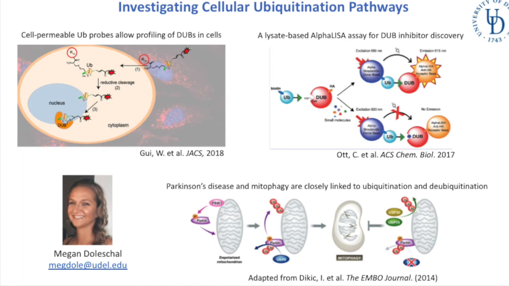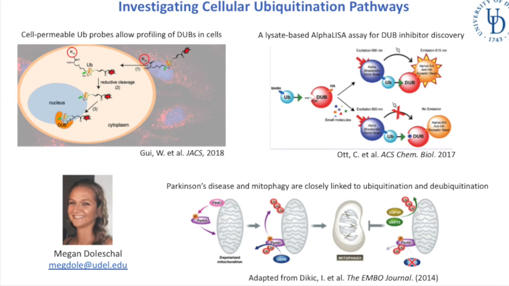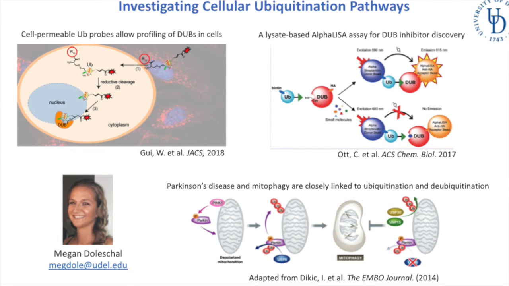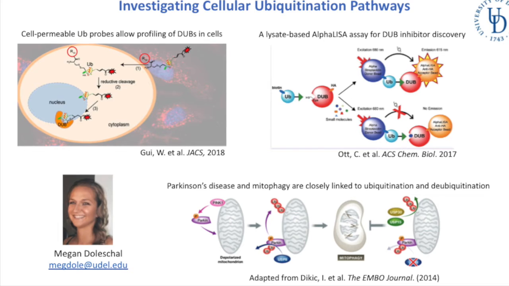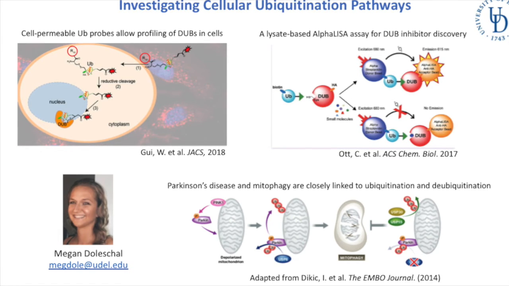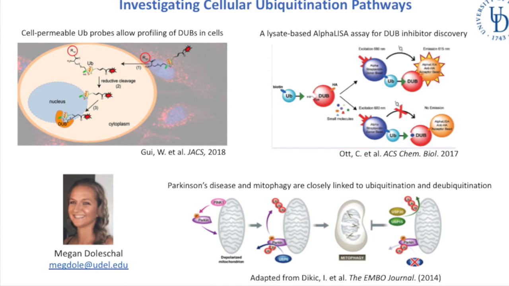inhibitor discovery. This project utilizes a similar cell-permeable probe generated by Dr. Weijun Ji, combined with the lysate-based AlphaLISA assay developed by Dr. Christine Ott, both previous members of the Zhuang lab. To summarize, we intend to identify a selective DUB inhibitor to function as a possible therapeutic in Parkinson's disease.